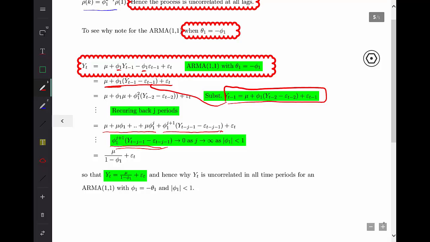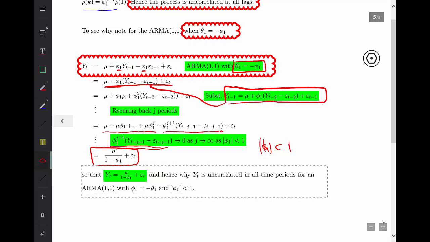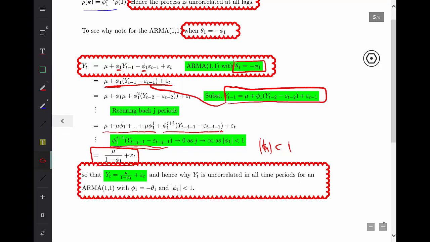So we can see then, when phi 1 is less than 1, the ARMA 11, where theta 1 equals minus phi 1, is just equal to a constant plus a white noise shock. Hence why we found that when this restriction holds, when theta 1 equals minus phi 1, the ARMA 11 will be uncorrelated at all lags.